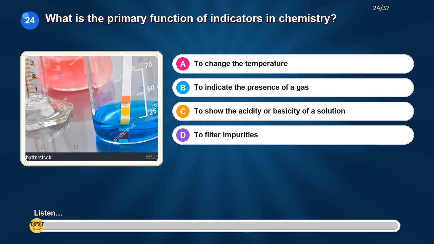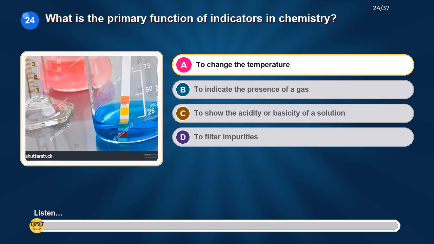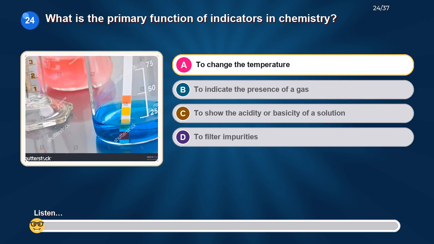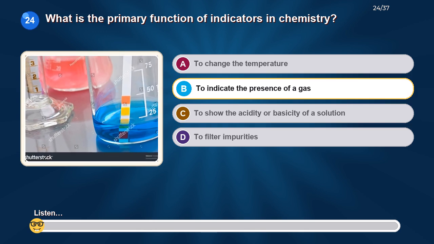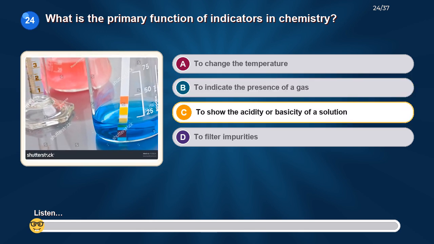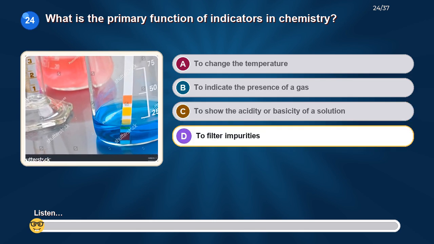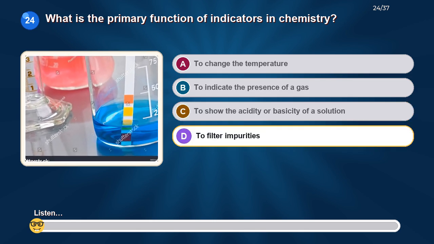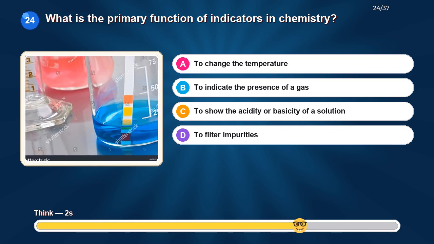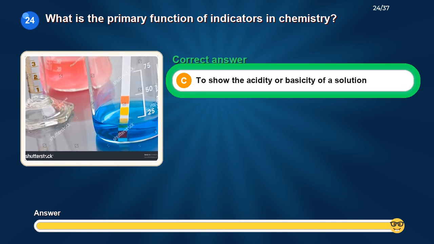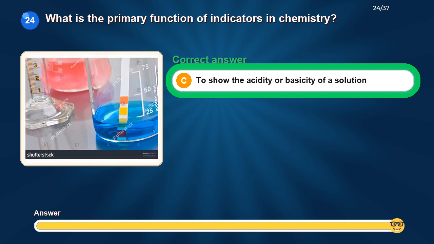What is the primary function of indicators in chemistry? Option A, to change the temperature. Option B, to indicate the presence of a gas. Option C, to show the acidity or basicity of a solution. Option D, to filter impurities. The correct answer is to show the acidity or basicity of a solution.